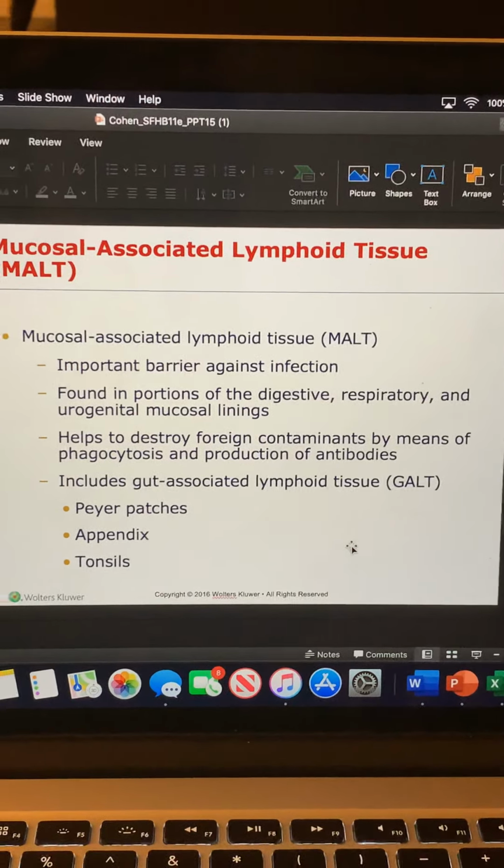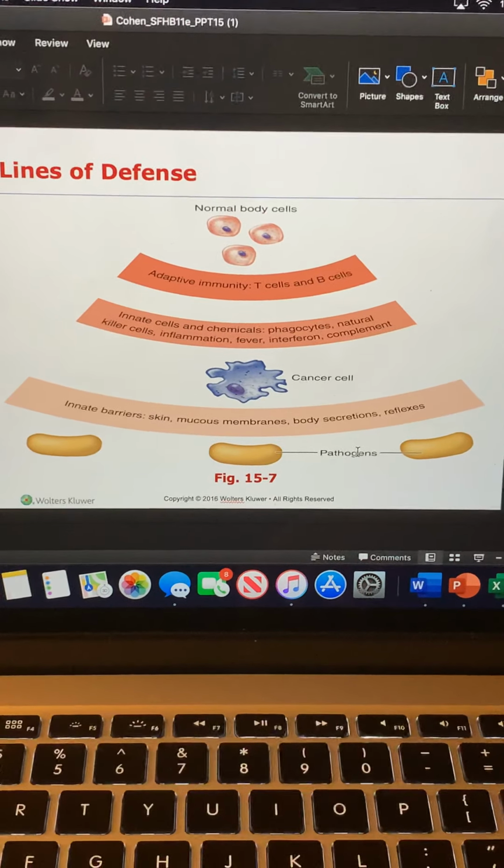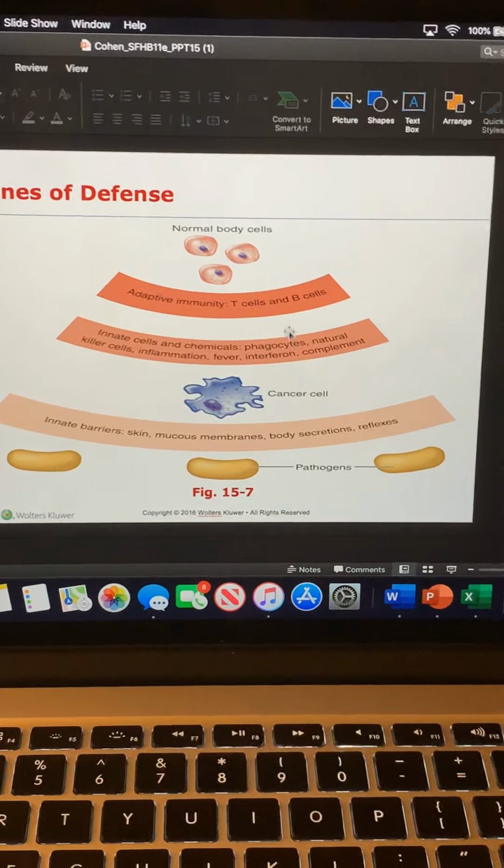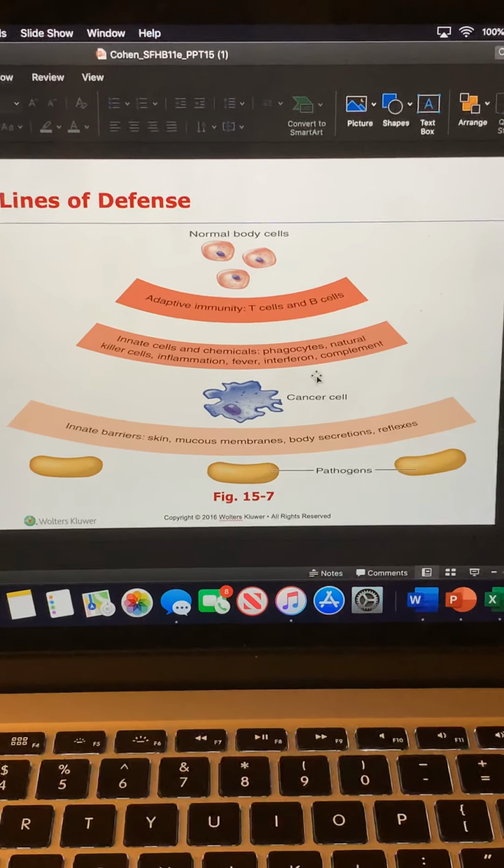Couple things we should know is your lines of defense. There's the innate barriers, which is your first line of defense, which is your skin, mucus membranes, body secretions, and reflexes. Innate cells and chemicals like phagocytosis, natural killer cells, inflammation, fever, interferon, and complement cells, which is your second line of defense. And your third is going to be the adaptive immunity, which are the T cells and the B cells, or the humoral immunity piece. Now, please know these lines of defense because I will ask for them.